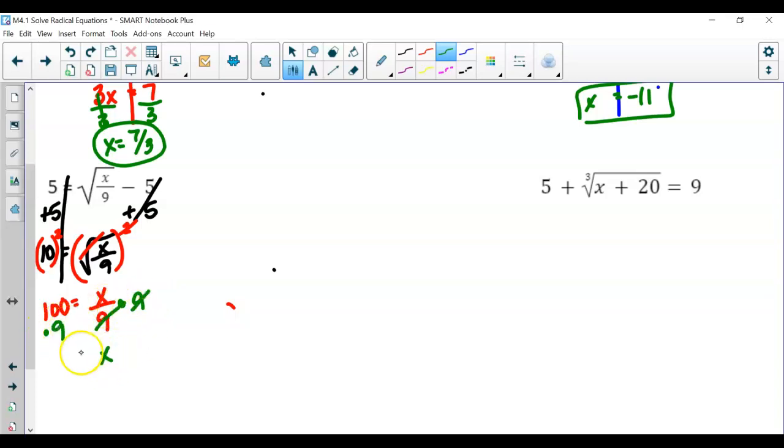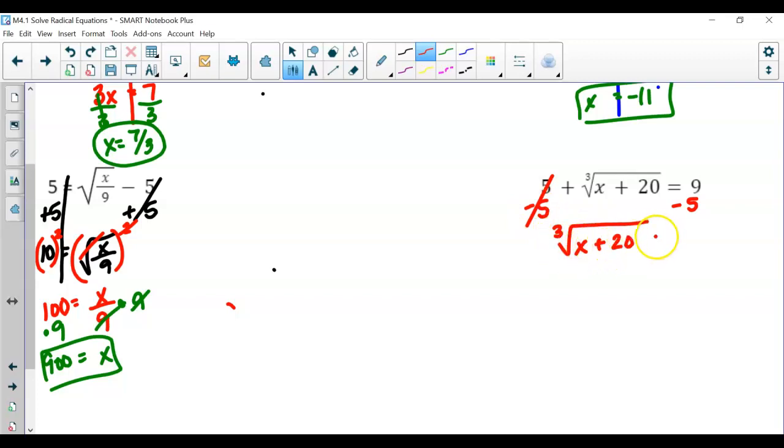And so here you get x is equal to 900. So go ahead and pause the video now and try the U-try on your own. And here we go. So you should have noticed that this cubed root was not by itself, right? What's outside of it? The plus 5. So to get rid of it, we need to subtract 5 from both sides. Cubed root of x plus 20 is now equal to 4.